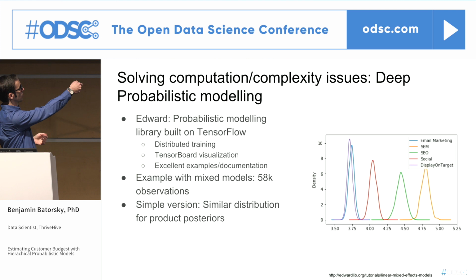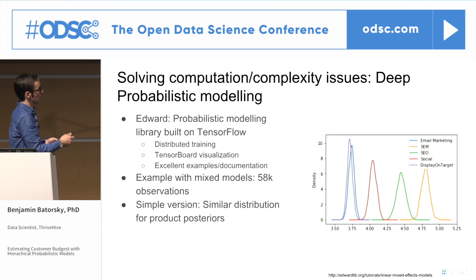The distributions look kind of similar, at least their ordering looks somewhat similar, in that SEM is at the higher end of the distribution, and display and email are at this lower end. And that was just from a very simple run through the capabilities of Edward.